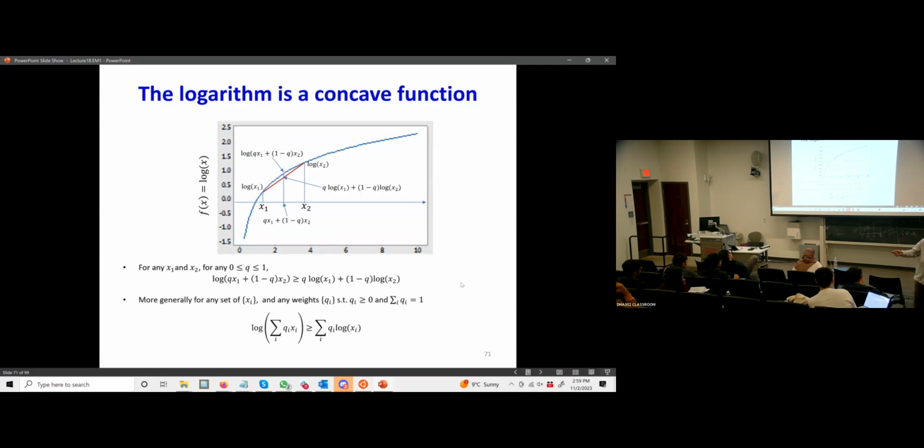So alpha log x1 plus 1 minus alpha log x2 is going to be less than or equal to log of alpha x1 plus 1 minus alpha x2, because log of x prime is out here, whereas this is the convex combination of the logs of x1 and x2. I can generalize this. That's just for 2 points. But if I have a collection of points, it's very easy to extend this and show that if I have a bunch of values x1, x2, x3 through xk, then the log of a convex combination of these x's is always going to be greater than the convex combination of the log of x's.